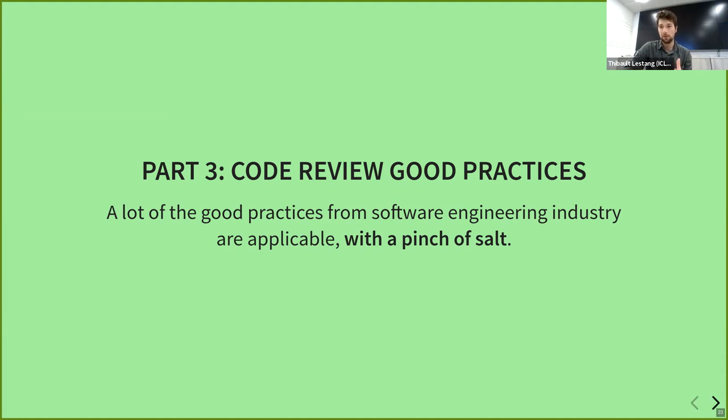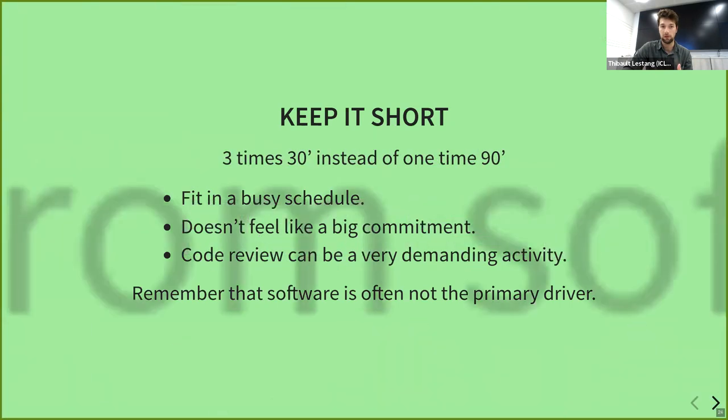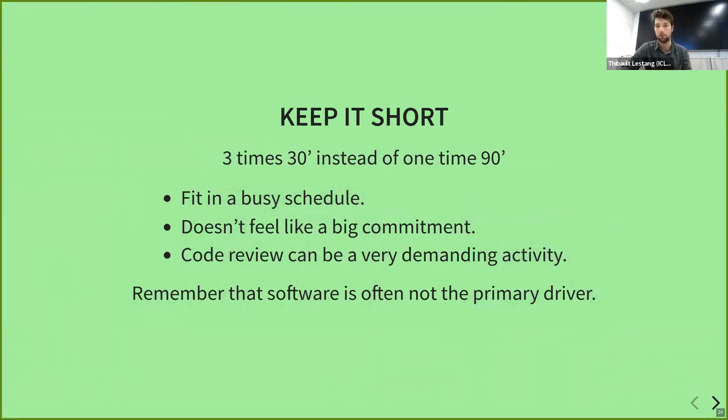So the first recommendation that we have is to keep it short. Maybe it's the most fundamental one. 3 times 30 minutes instead of 1 time 90 minutes, because in research, people are generally quite busy, and then it will feel better in the schedule. It's also not a big commitment. We have to remember that for some people, software is not the primary driver, right? You don't wake up and say, I want to write software. You wake up and say, I want to do science, I want to do research. It just turns out that you have to write software to do this. And so 30 minutes is a shorter time scale that is manageable.